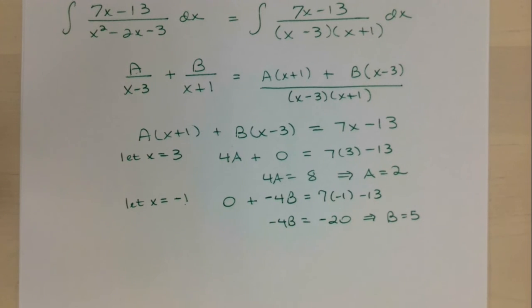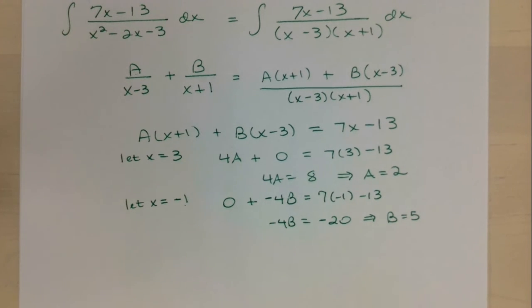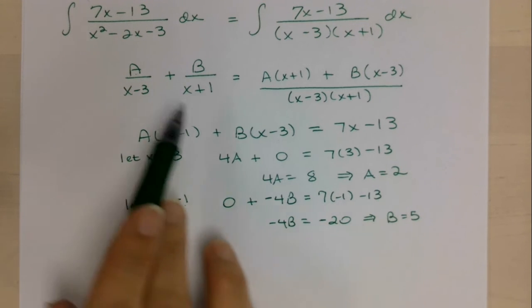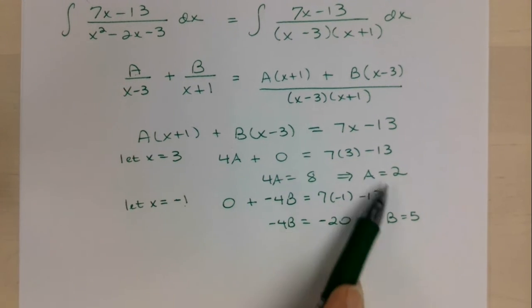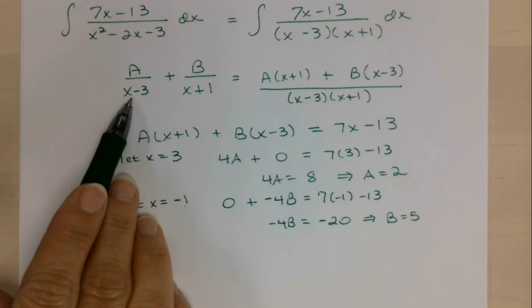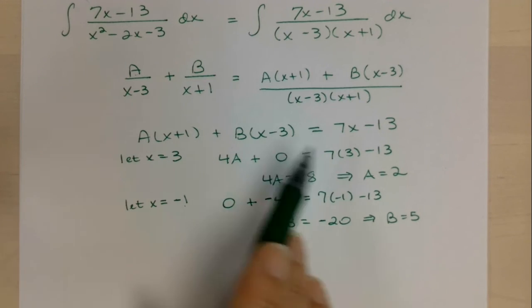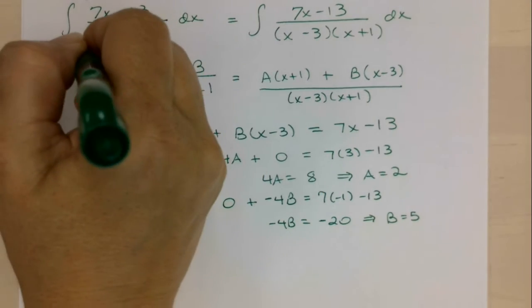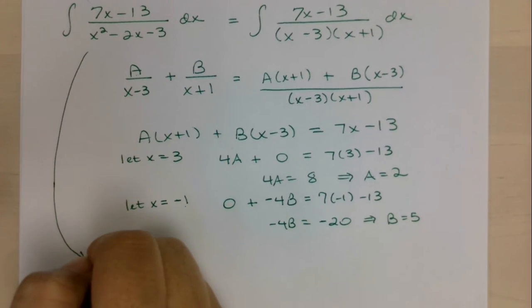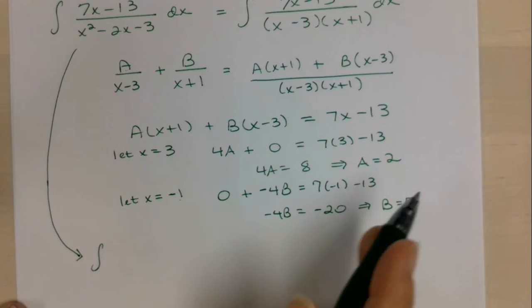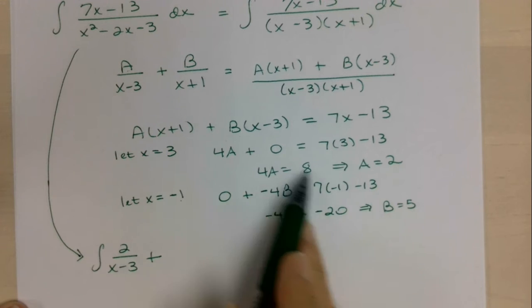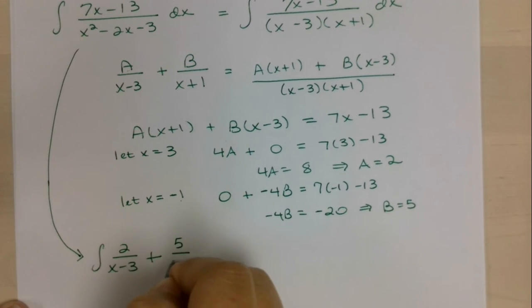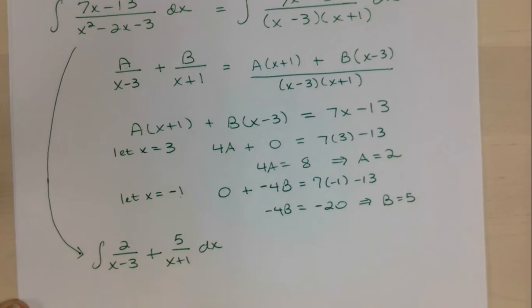So now I've solved for A and B. And we're going to plug these back in and rewrite our original rational expression. When you plug these back in, be really careful to make sure that you put them on top of the correct denominator. So my integral now is A, which I found to be 2 over x minus 3, plus B, which I found to be 5 over x plus 1, dx.